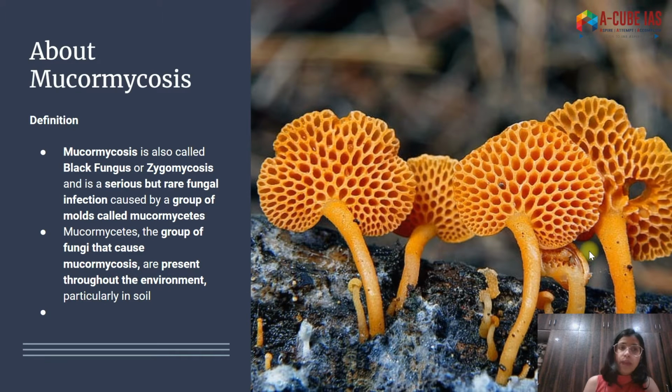Mucormycosis, also called black fungus or zygomycosis, is a serious but rare fungal infection caused by a group of molds called the mucormycetes. Mucormycetes are a group of fungi that are present in your environment and particularly in soil. So this is a fungi only. It looks like this, a very common fungi, but it can cause a very deadly disease. It can cause black lesions and everything, but common symptoms can be blackhead and so on, which we'll see later.